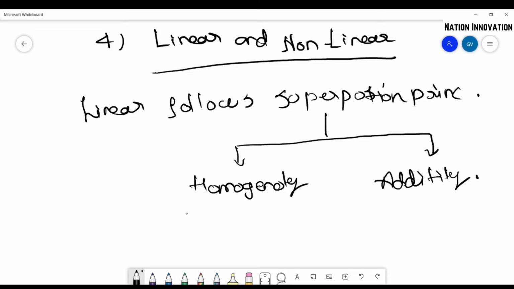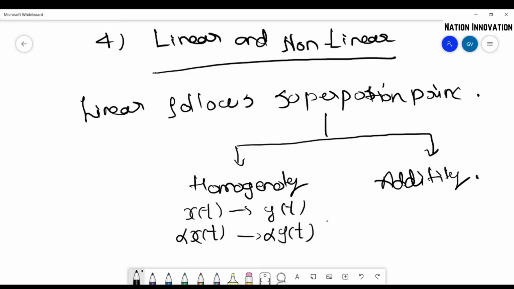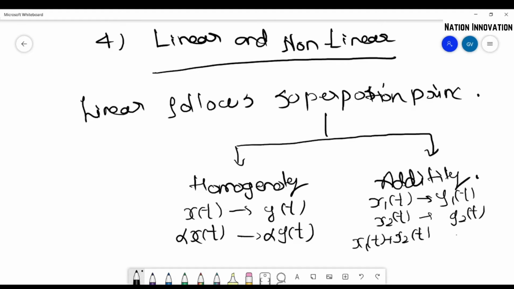So basically, homogeneity means if a signal x of t produces y of t, then alpha times x of t will also produce alpha times y of t. For additivity, if I have a signal x1 of t, it will produce y1 of t. If I have a signal x2 of t, it will produce y2 of t.